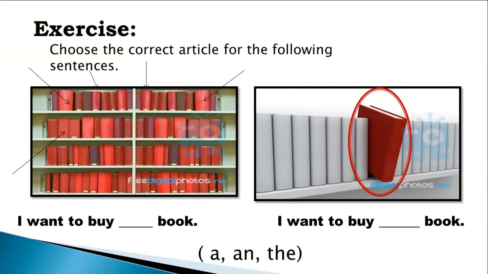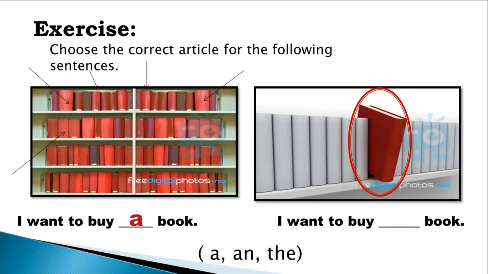Let's go now to our exercise. Choose the correct article for the following sentences. Try to look at the pictures carefully. Do you have an answer now? In the first picture, the answer is a. If you notice, the arrows point to different types of books in the shelf. It means that it could be any of these books.